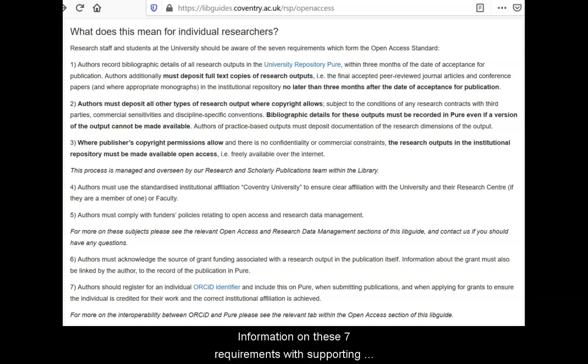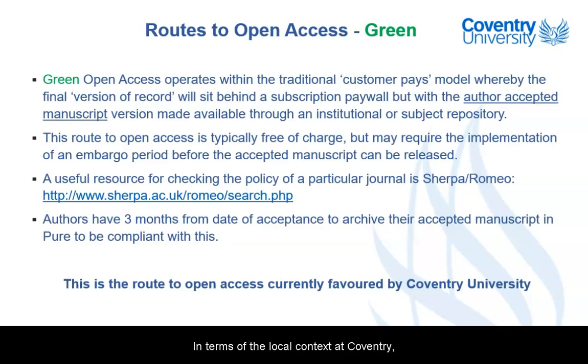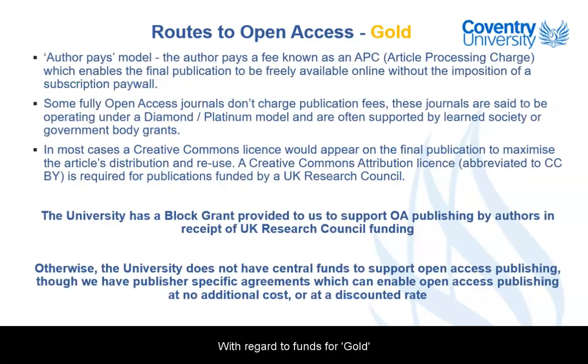Information on these 7 requirements, with supporting guidance, is available on our Open Access LibGuide, libguides.coventry.ac.uk/RSP/openaccess. In terms of the local context at Coventry, our default approach is to promote open access via the green route, which involves publishing in subscription journals and the timely archiving of the accepted manuscript onto our Pure system. With regard to funds for gold open access, the only centrally held funds are a block grant provided for the use of UK Research Council funded authors. More on this shortly.